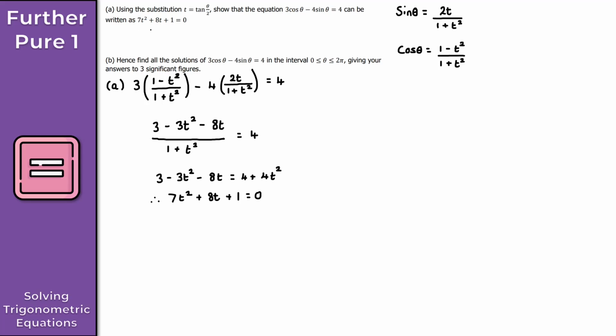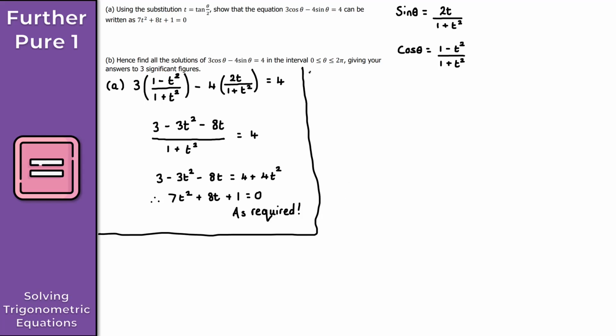And notice here then we get exactly what we want. We get 7t squared plus 8t plus 1 is equal to 0. So as required. And that gives us the solution to part A. Okay, so we'll quickly box that off here. Like so. And now we can have a go at part B.